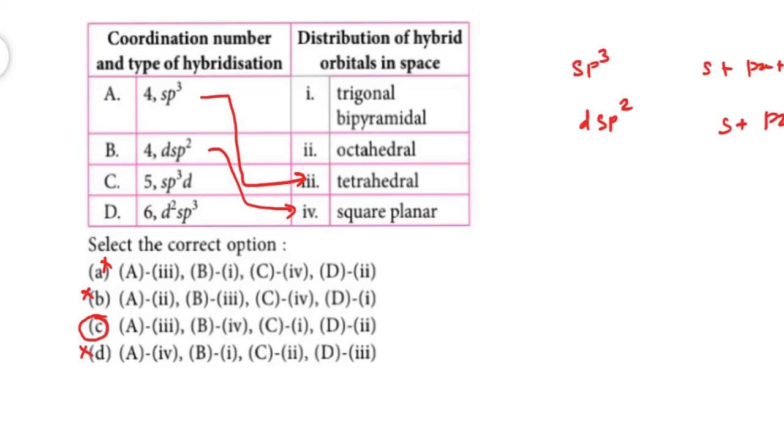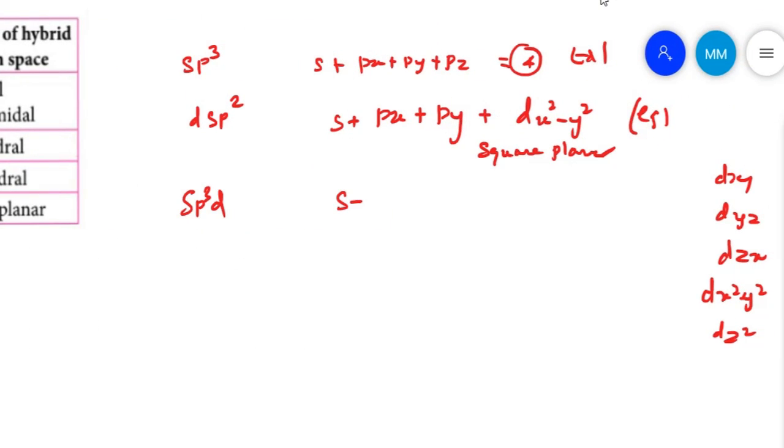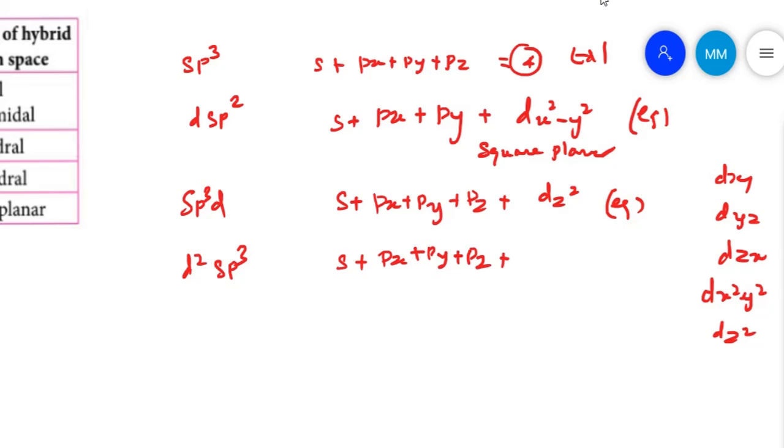Then sp3d hybridization. One s orbital, 3 p orbitals, px, py, pz, and one d orbital are involved. The d orbital involved in this case is dz squared, again an eg orbital. So for this, it is trigonal bipyramidal. And d2sp3 or sp3d2 is one s orbital and 3 p orbitals, px, py, pz, and the 2 d orbitals are dz squared and dx squared minus y squared. So again eg orbitals. The shape of the molecule is octahedral.